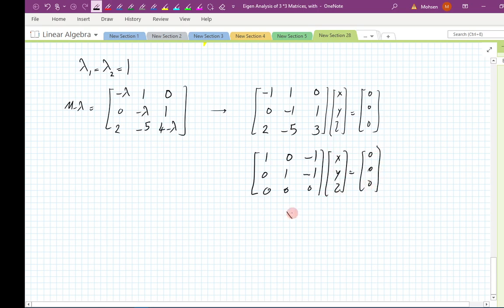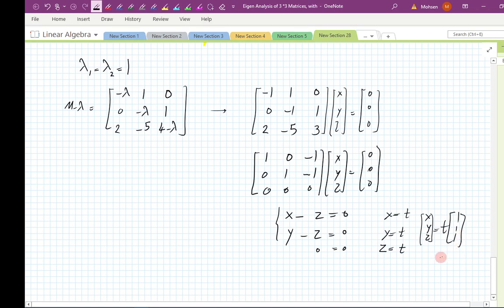So the first equation really reads x minus z is equal to 0. Second one, y minus z equal to 0. And the last equation is just saying 0 is equal to 0. So we have freedom. Somebody can go free. Here's our style: last one, z, start with that. Here it's all clean. Everything is just equal to t. So x, y, z is equal to t times 1, 1, 1.